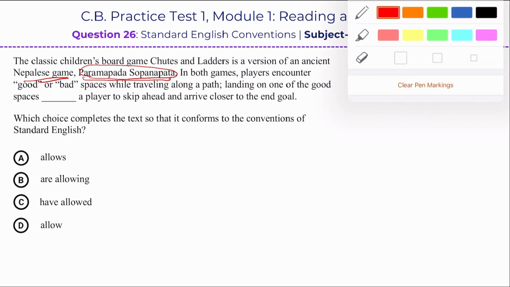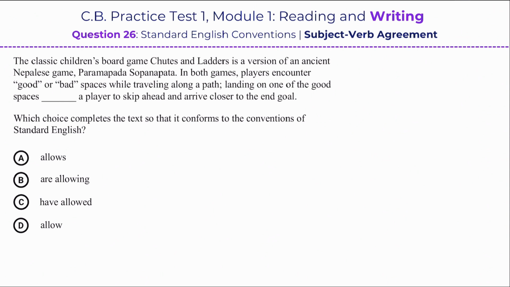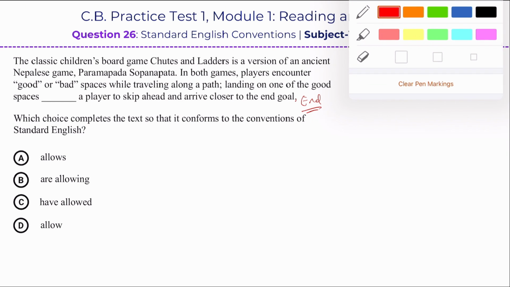So continuing on, it says in both games, players encounter good or bad spaces while traveling along a path. Landing on one of the good spaces allows a player to skip ahead and arrive closer to the end goal. Okay, so a couple of things to note here about test taking skills. First of all, make sure that you read to the end of the sentence, where that period is, when you have an underlined portion. I've seen a lot of students who just stop in the middle of a sentence where the underlined blank is, and then they try to figure out the answer.